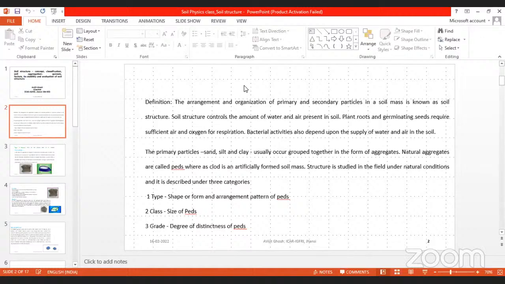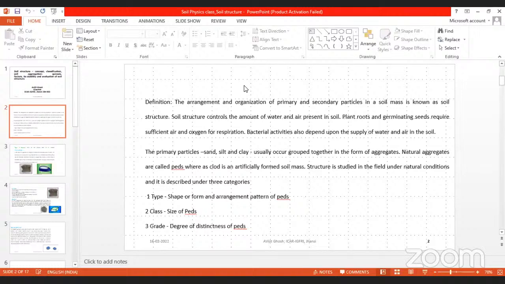And fragment is natural. The soil ped may break down naturally due to temperature, water action, and other natural agents like raindrop. And that way they also form some soil masses. They are called fragment. So the basic difference between clod and fragment is that clod is artificially formed and fragment is naturally formed.